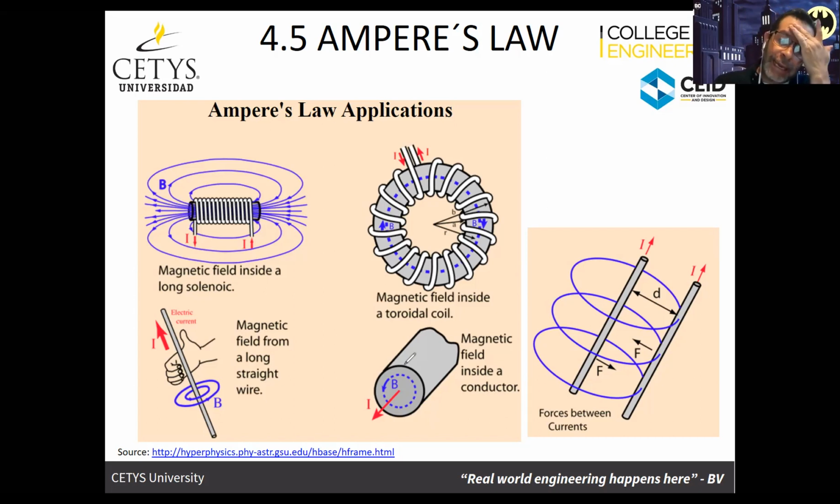And the other interesting thing is that if I've got a conductor and a magnetic field, and I put another conductor next to it with a current, that's going to generate an effect that has to do with forces, and applications of this can also be generated.